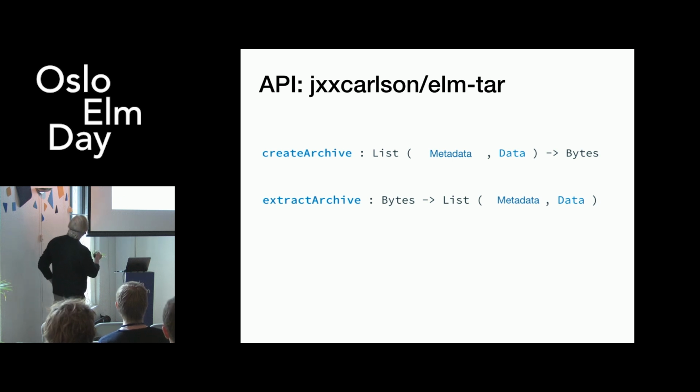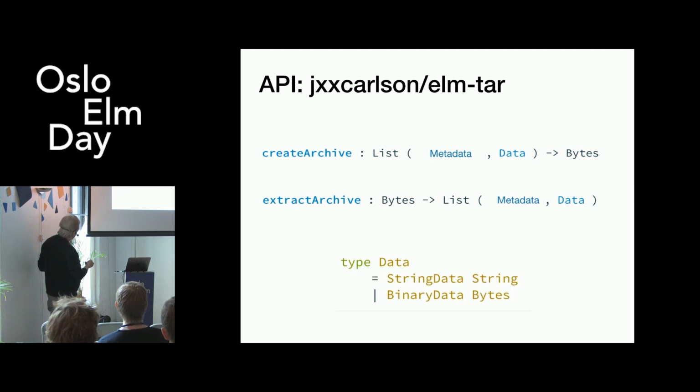Create archive takes a list of pairs, metadata and data. Metadata has the stuff like the file name, maybe the owner's name, creation date. Data is the actual data, and by the way, that can be either strings or binary data. And the great thing about the Elm type system is it gives you a nice way of discriminating between those two types of data.